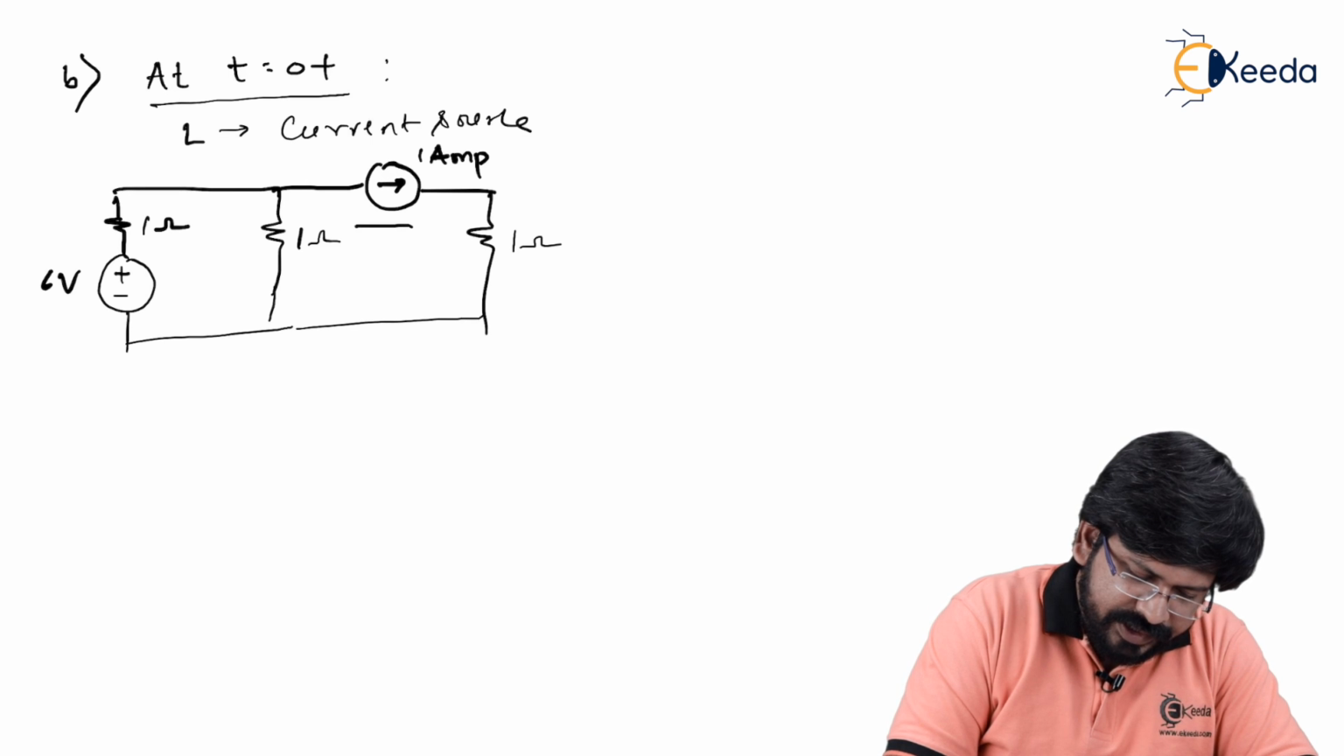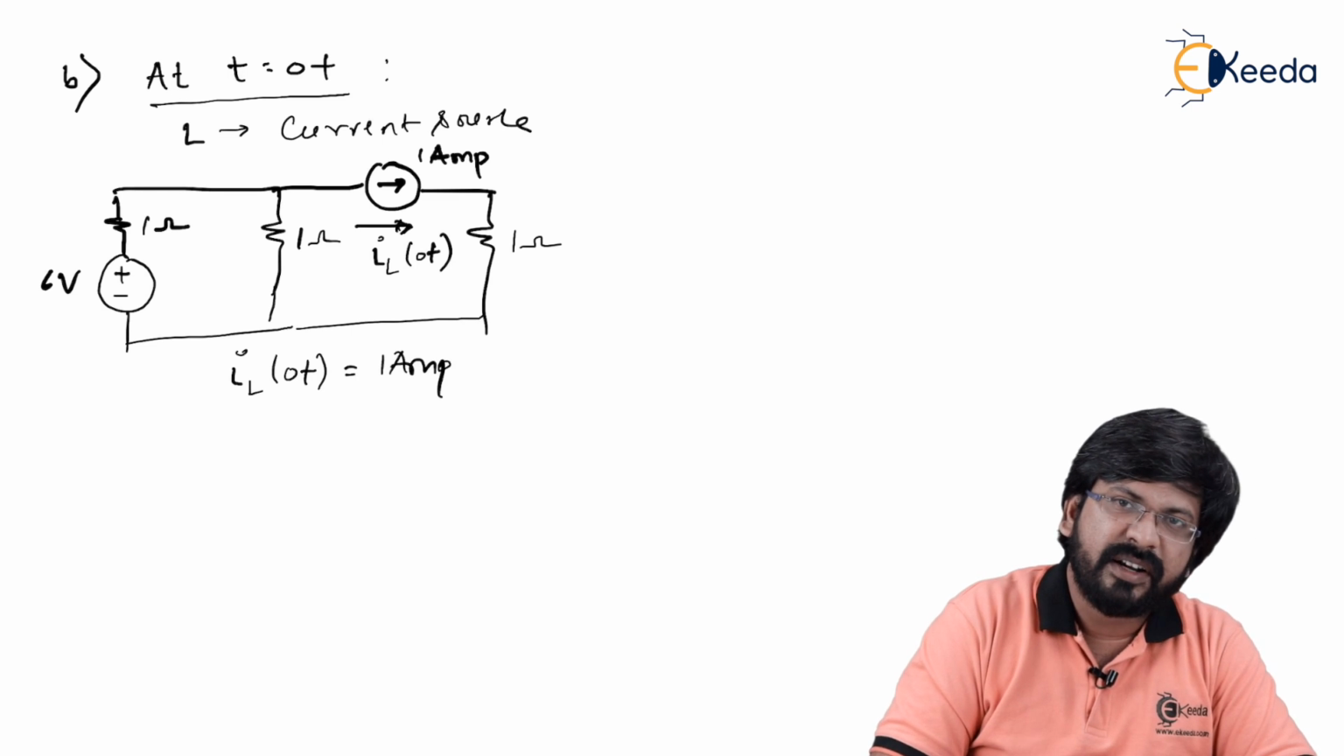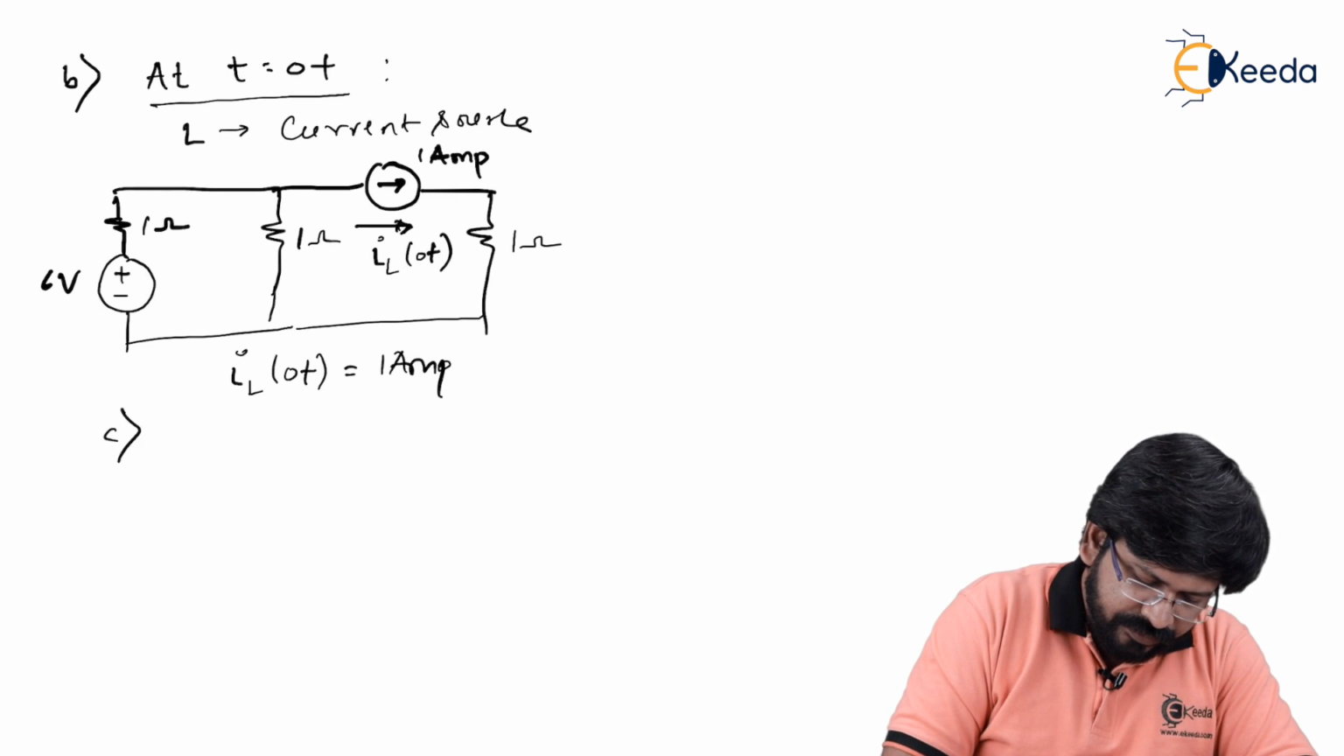Is that right? Can I say this is nothing but your current through the inductor at t equal to 0 plus? So I can say this IL of 0 plus is 1 ampere. Am I right? Next, at t greater than 0.